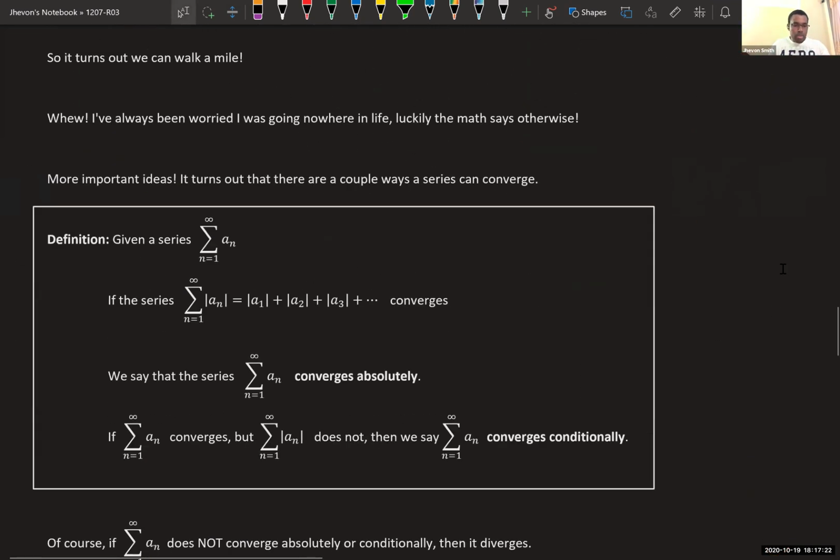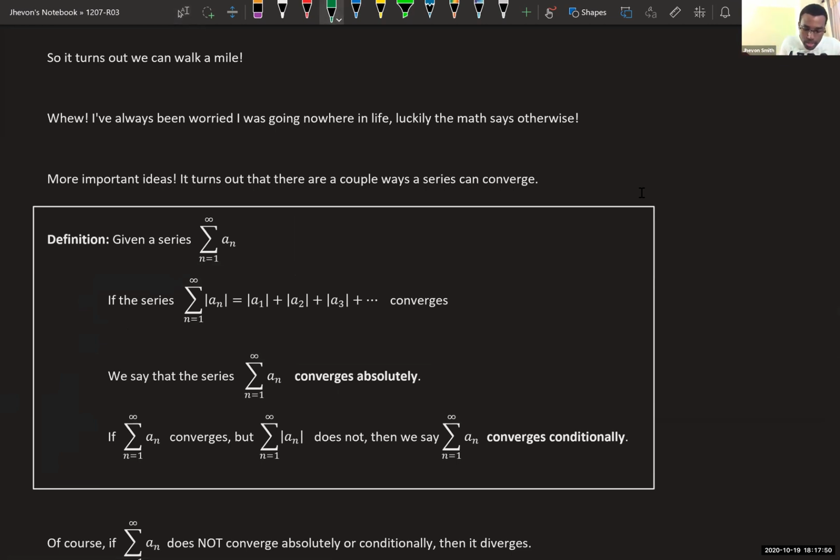Before we move on, there are some important definitions that we need to get through, okay? So now we understand what it means for a series to add up to something. Whenever it does, we say the series converges to that thing. And if it doesn't, we say the series diverges. Now, given a series, here's a manipulation that we can do. We can look at the series and then we can take the absolute value of each term in the series and we can add those guys up.